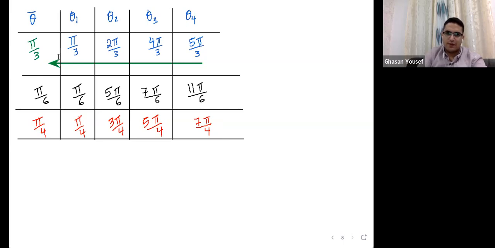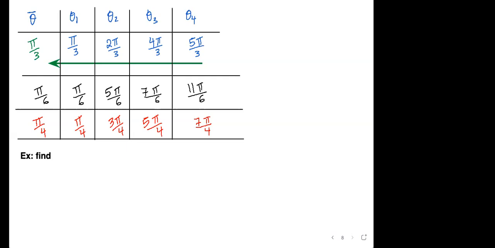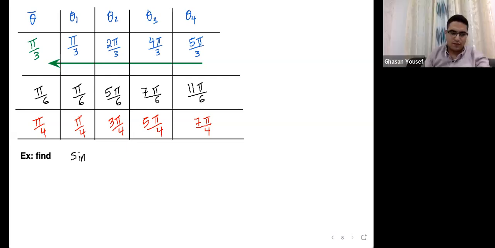So for my example now, after we find the reference angle and the sign, we can find the trigonometric function for any angle. So my question is, find sine of the angle 7 pi over 6.